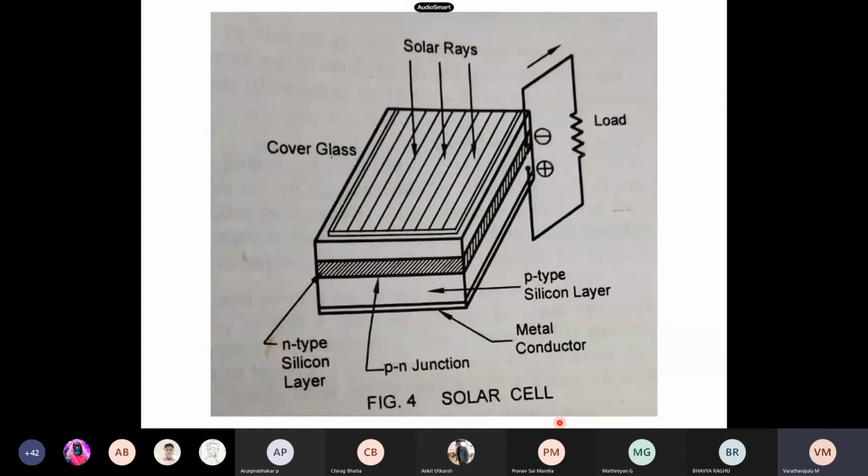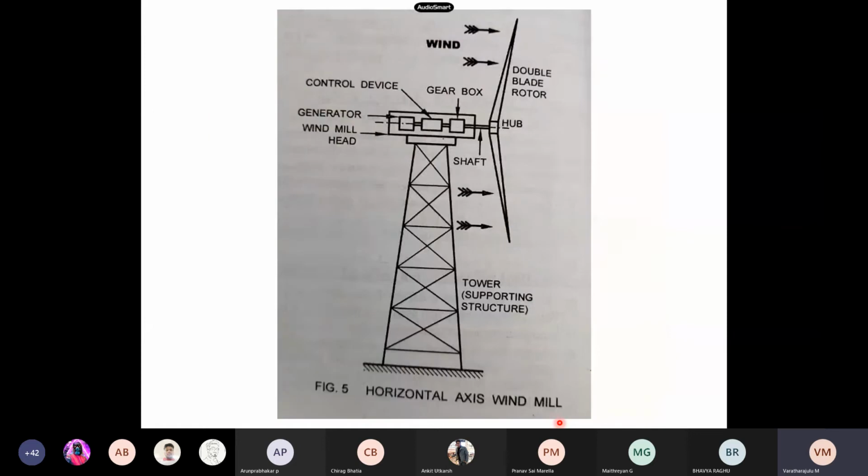Subsequently, we are going to discuss the horizontal axis windmill, and this is our subsequent topic. We will see on the fly what is there with these windmills, and in the subsequent class we will discuss it a little more. Any other discussions? Any doubts with the solar cell?